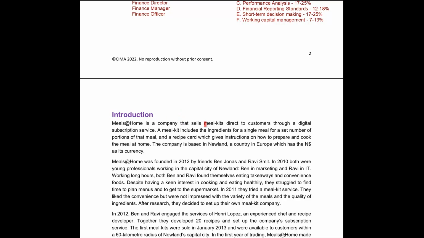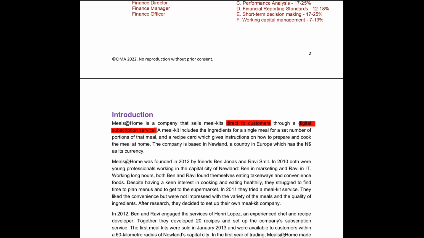Meals at Home is a company that sells meal kits direct to customers through a digital subscription service. And so those are the 2 points that I want to highlight from this first sentence. Meals at Home is a company that sells directly to customers. So it's not using a third party in order to reach its customers. It's going directly to them. Now this is going to bring a lot of benefits, i.e. brand control. They can control the way that their brand is perceived by customers, at least to a greater extent than they would if they were selling through a more indirect means.